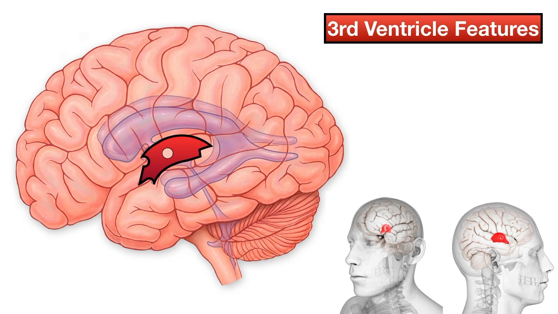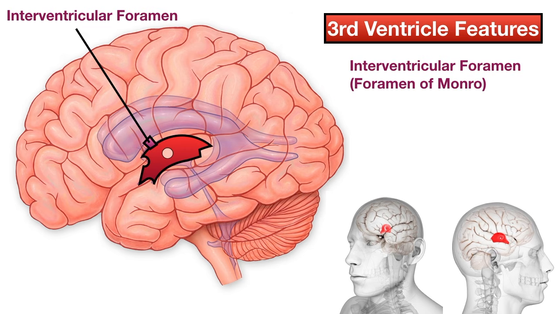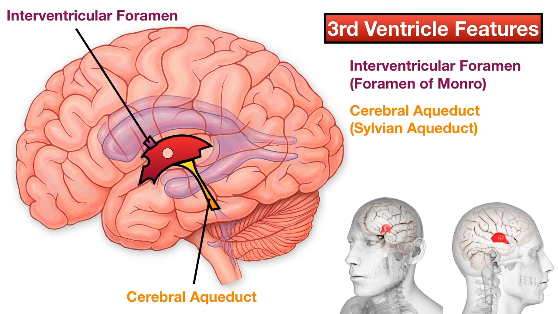The third ventricle is a slit-like cavity deep in the midline of the brain in the diencephalon, specifically between the right and left thalamus and hypothalamus. The third ventricle communicates with each lateral ventricle through the interventricular foramen, also known as the foramen of Monro. And the third ventricle communicates with the fourth ventricle through the cerebral aqueduct. This is also known as the Sylvian aqueduct or aqueduct of Sylvius.